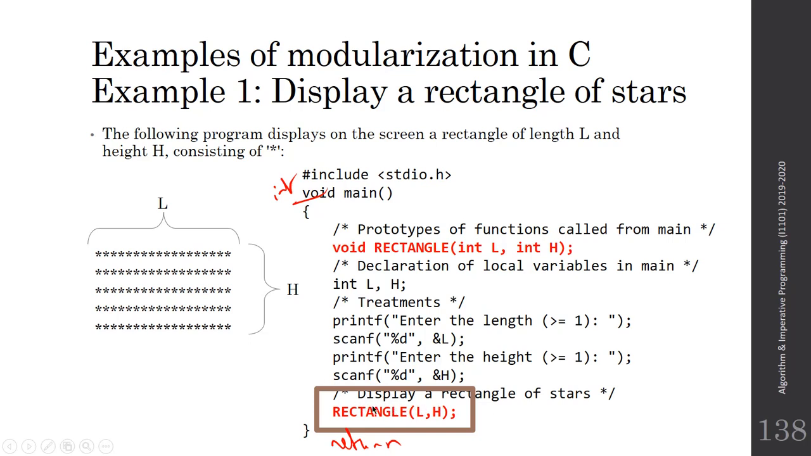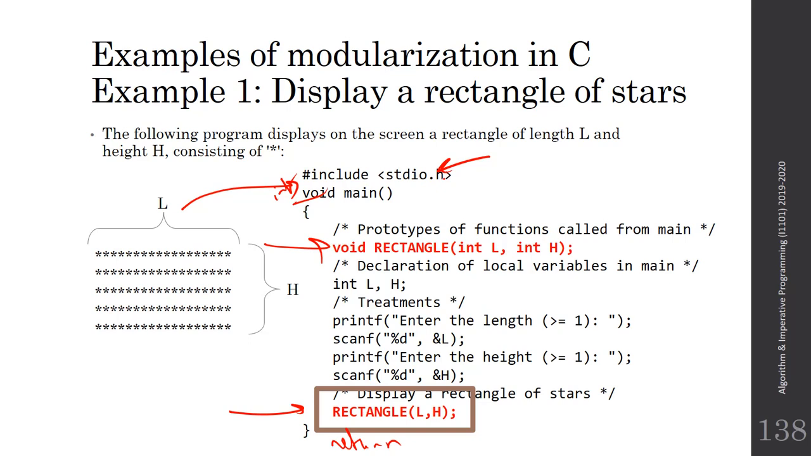The compiler needs to know that you will be using a rectangle function. It should be prepared, so I'm telling you here before that, okay, I'll be writing this function later on. Another way is to write all the code of the function before writing the main function, as printf and scanf are already written in the standard input output header file.